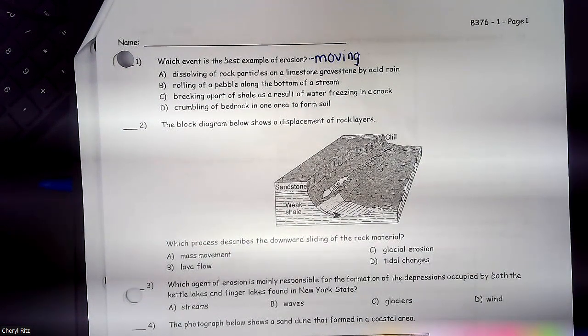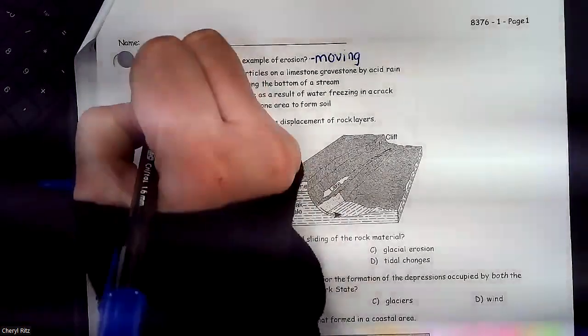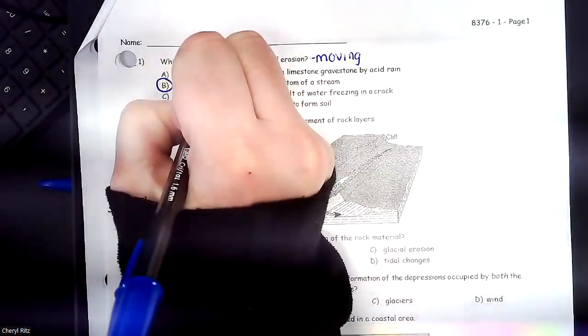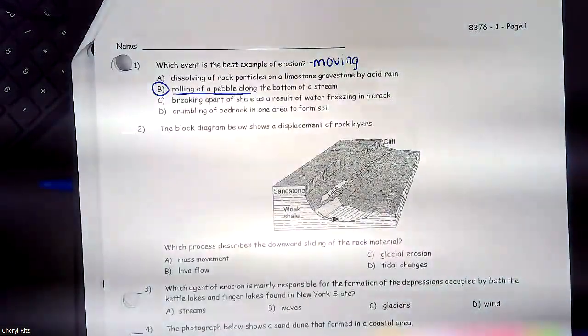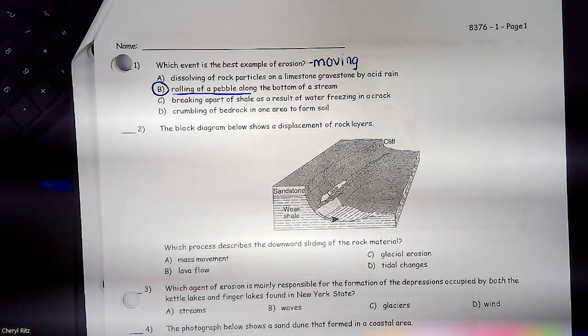So which one did you say? A, B, C, or D? Show me on your fingers, please. Just do it. Don't look at anybody else. Just throw them up. 1, 2, 3, or 4. Everybody's throwing up 2, it looks like. And that is true because rolling of a pebble along the bottom of the stream, that is an example of the pebble being moved.